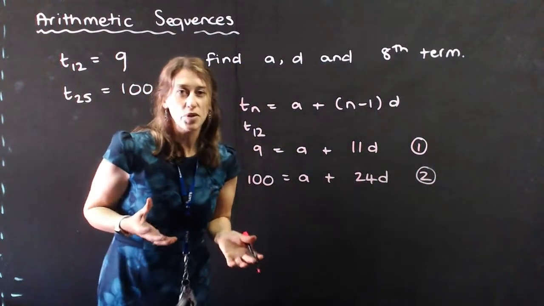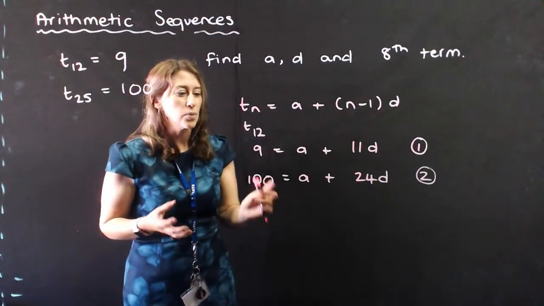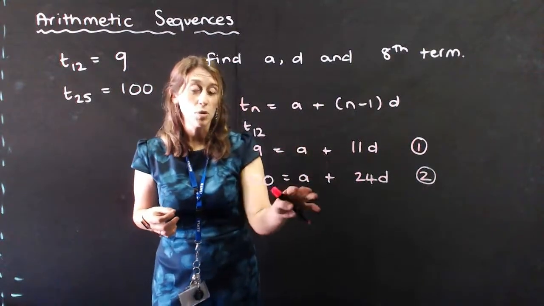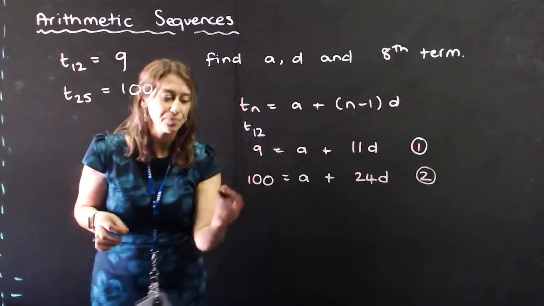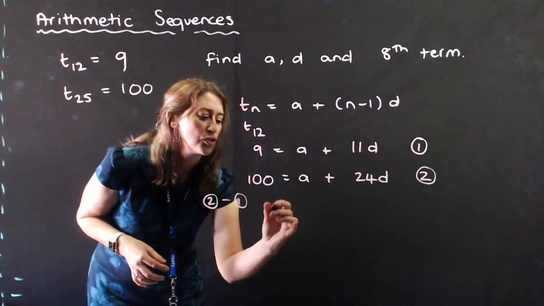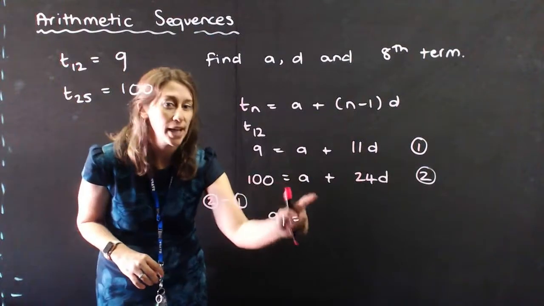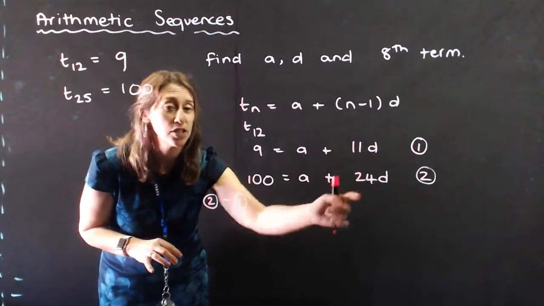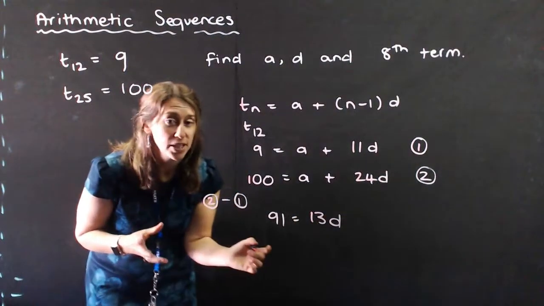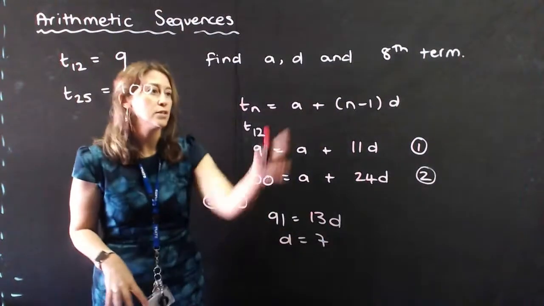Now, if we were doing this on the non-calculator paper, we'd have to solve this simultaneously. So I'm going to look at the elimination method, because if I subtract equation 1 from equation 2, I eliminate A. So doing that, I get 100 take away 9 is 91. A take away A eliminates A, and 24 take away 11 gives me 13D. Now if I solve that, I'm left with D equals 7. Alright, so we've now got our common difference.